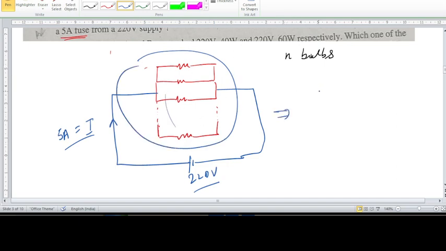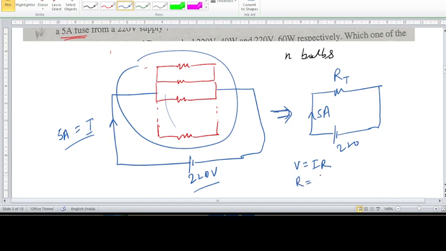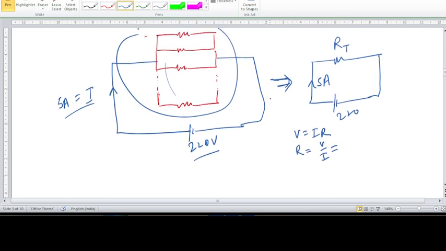Using this current and this voltage, if I try to calculate the whole resistance, remember the equivalent resistance case, suppose the whole resistance is R total. This is our 220 volt, and how much current is flowing through this circuit? 5 ampere. Now if I apply Ohm's law, V is equal to IR, I will get R is equal to V by I, which gives us 220 divided by 5, that is 4.4 ohm.